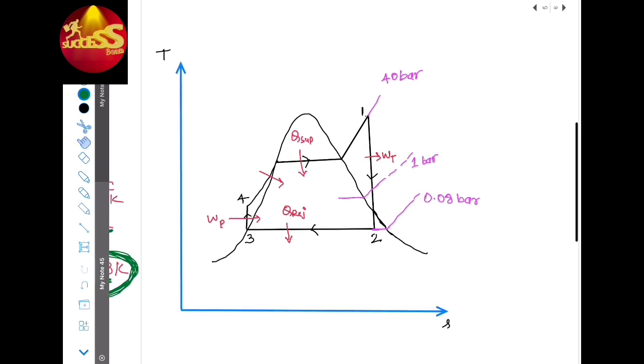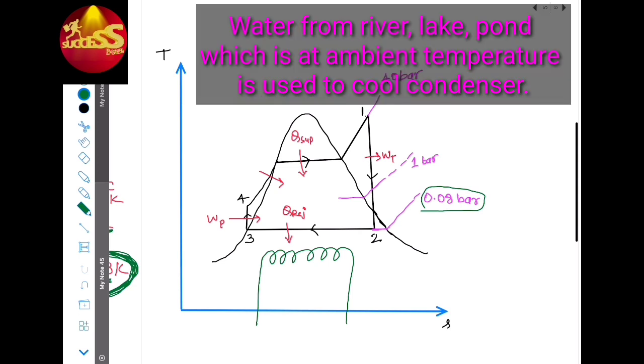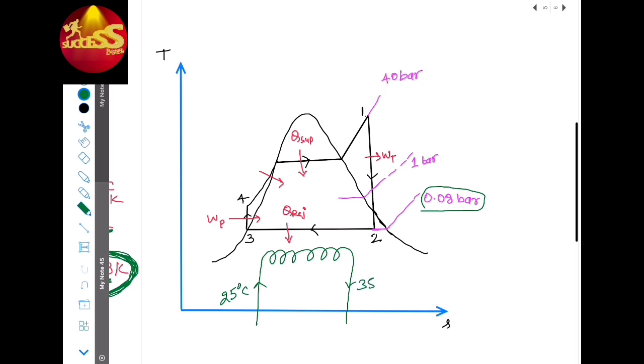So I am going to tell you from where this 0.08 bar we get. Actually, you know that the condenser tubes are cooled by the water circulating, and this water is taken from the atmosphere, which is at ambient temperature. Let's suppose ambient temperature is 25 degrees Celsius, and it goes inside the tube, and after absorbing heat it comes out at 35 degrees Celsius. So to reject heat properly to this circulating water, the temperature should be at 40 degrees Celsius, or somewhat little more than 40.